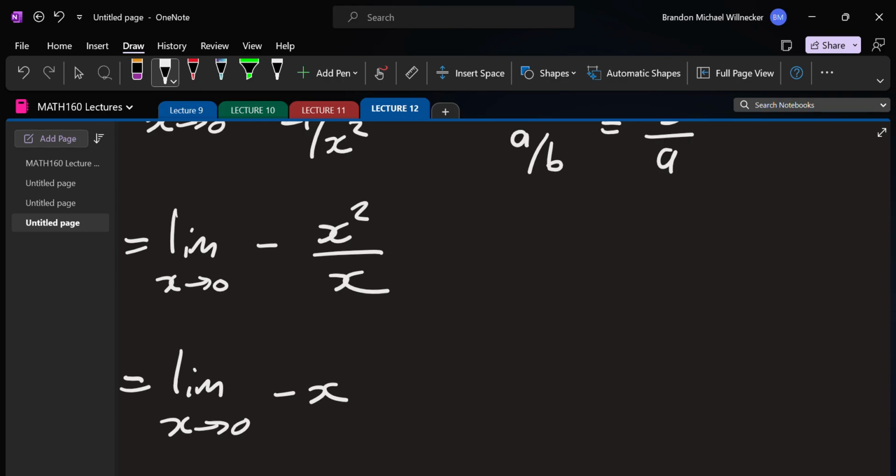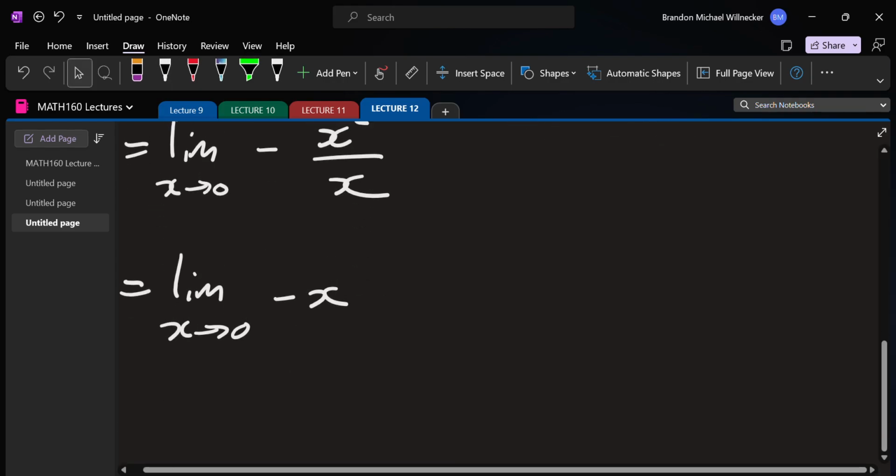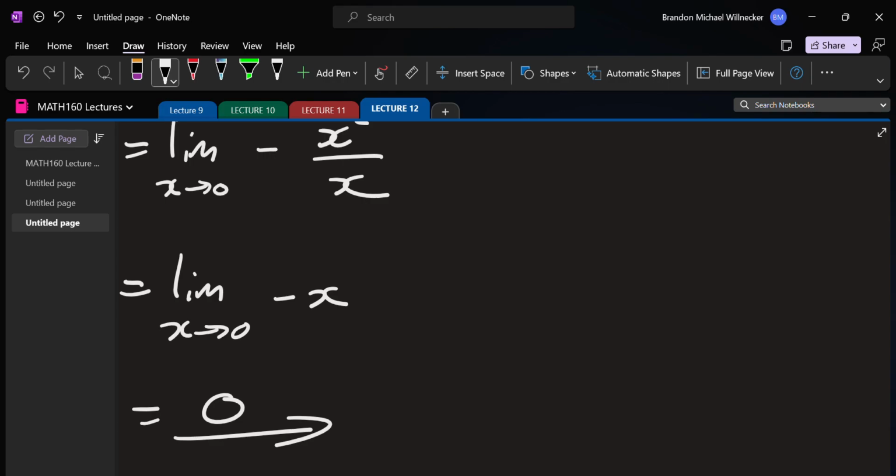Don't just leave it like x squared over x. Make sure you simplify. Because we see that x squared over x, that's 0 over 0, it's a problem. But we can just write minus x. And now it's much easier to work with. Now this is just 0. Once we get to that last step where we can just substitute, then we just substitute. And we've got our answer. No more work needed from there.